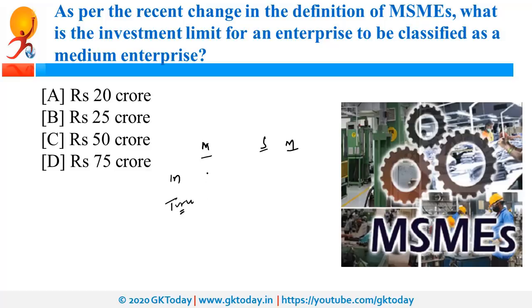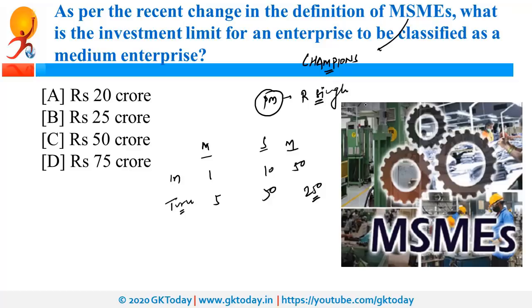So for micro, the investment limit is up to ₹1 crore and the turnover limit is up to ₹5 crore. For small units, it is ₹10 crore investment and turnover up to ₹50 crore. And for medium units, the investment limit is ₹50 crore to ₹250 crore. Now recently MSME sector was also in news as Champions portal was launched. MSME sector was also in news as recently Prime Minister appointed a committee, and this committee is to be headed by Defense Minister Rajnath Singh, and this committee has been constituted to resolve any problem in the implementation of collateral free loan scheme for MSME.